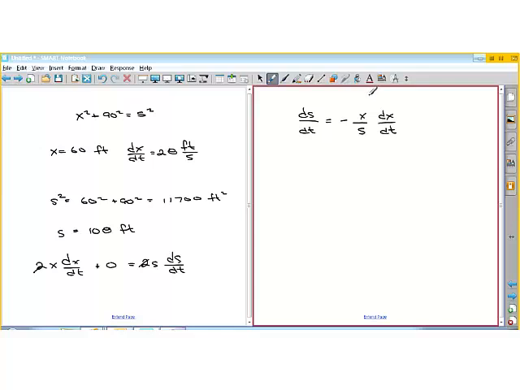And I was just thinking, oh, we don't have a negative in this case. That was what was bothering me, because we just divide by s, so it's going to be positive, because when dx/dt is positive, ds/dt should be positive as well. That's what was throwing me off. So we just get ds/dt is equal to x, which is 60 feet, divided by 108 feet, times dx/dt, which is 28 feet per second.